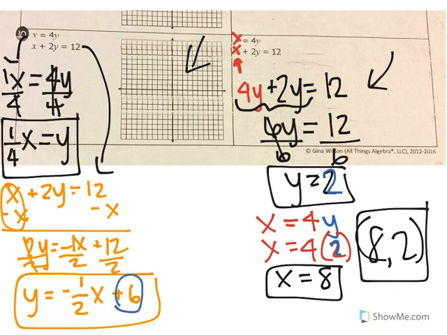So again, we can plot those y-intercepts. And this one doesn't have one, so it just started at the origin. And then use our rise and our run to plot that slope.